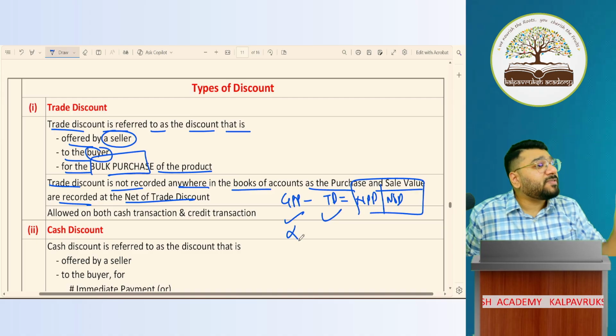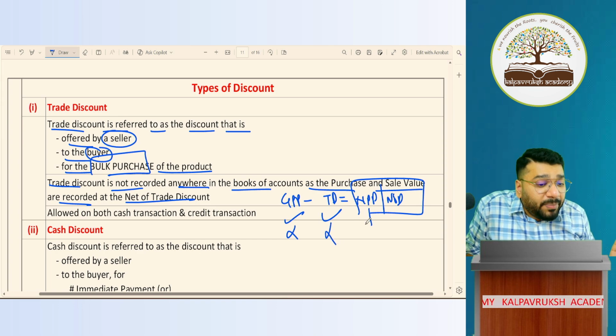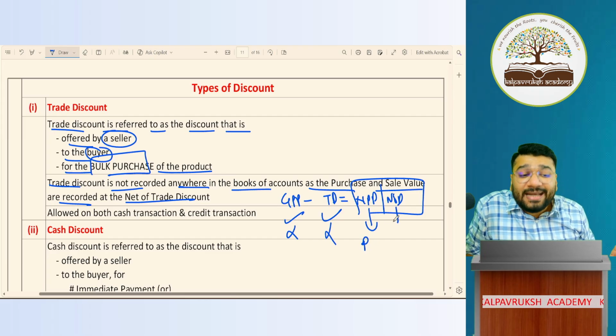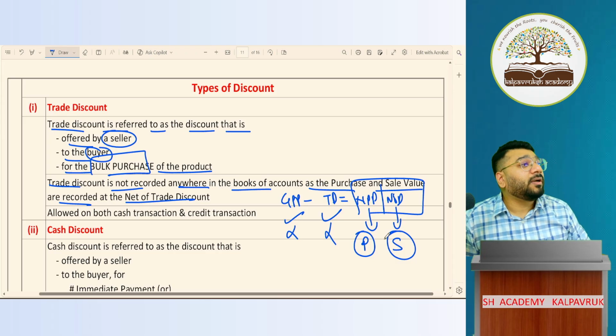So gross purchase price will not be recorded in the books of accounts and trade discount will not be recorded in the books of accounts. Net purchase price will be recorded as purchase and net selling price will be recorded as sale. Purchase for the buyer, sale for the seller. Got it, not got it?